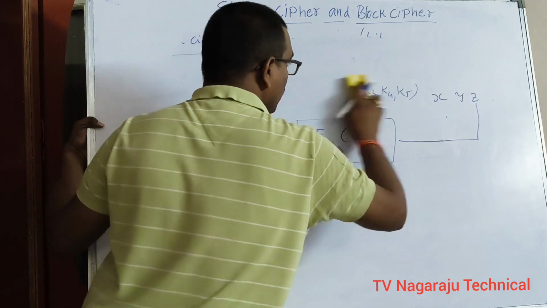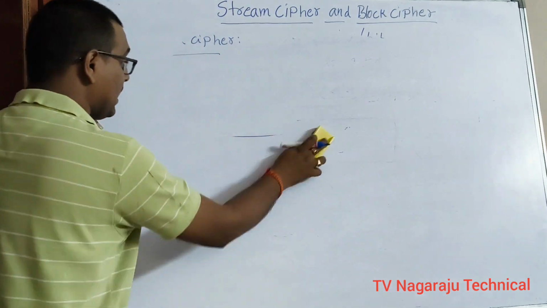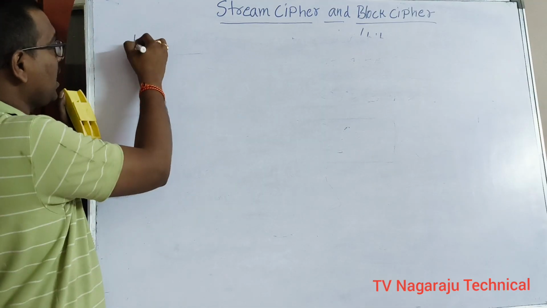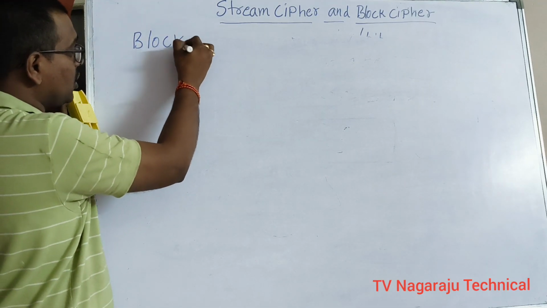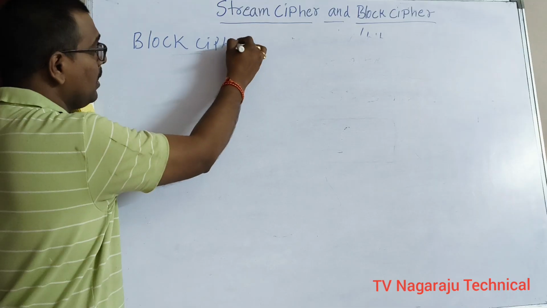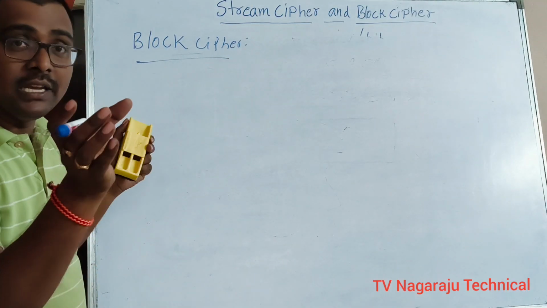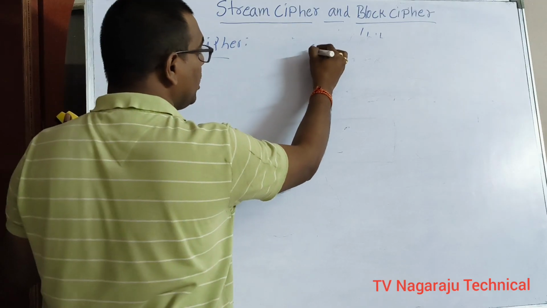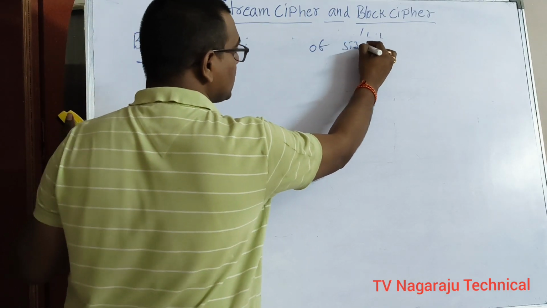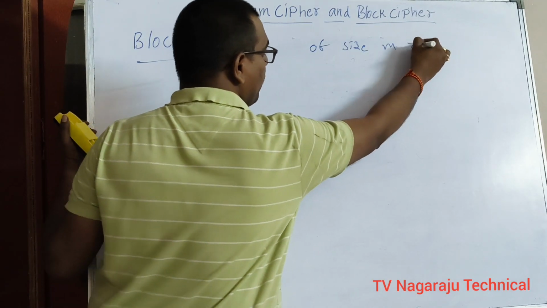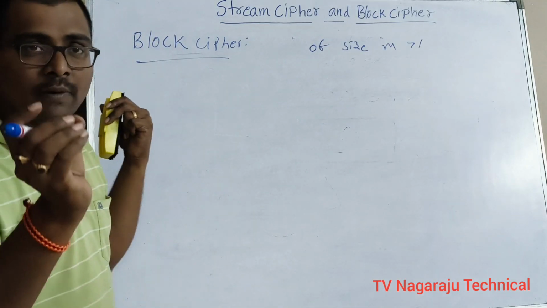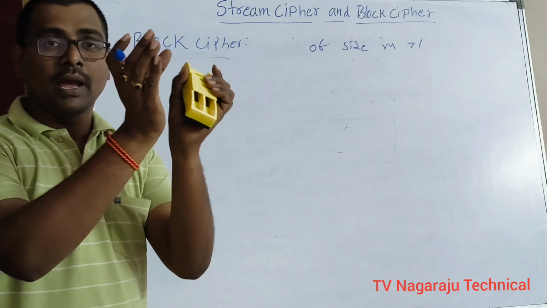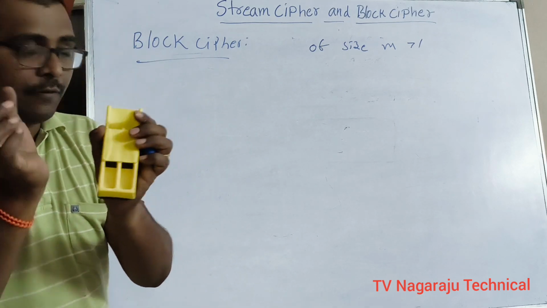Now we are moving to block cipher. As the name specifies, instead of doing our operation on a single bit, here our message, that is our plain text, is divided into different blocks of some size m. Generally the value of m is greater than 1. That means I have a message, and my message is divided into different blocks.